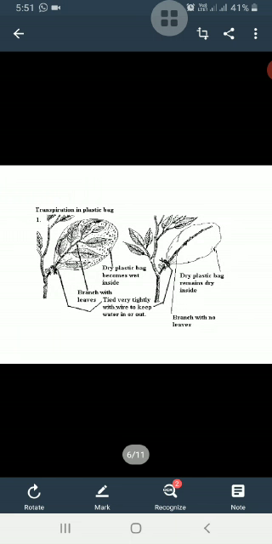What will you observe? You will observe water droplets on the inner surface of the polythene bag A, not on bag B, because there are leaves in bag A and there are no leaves inside bag B. So transpiration does not occur in polythene bag B. This shows that transpiration occurs through the leaves. Most of the transpiration takes place through leaves. Thank you.